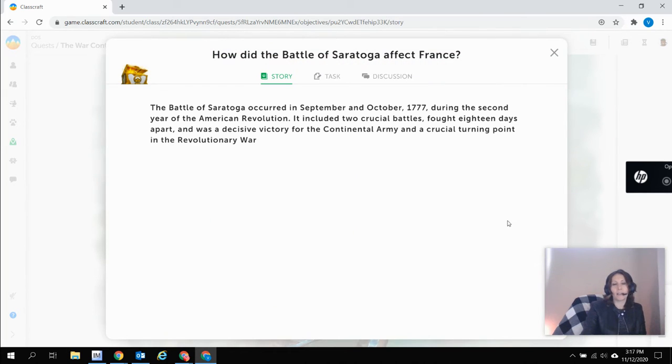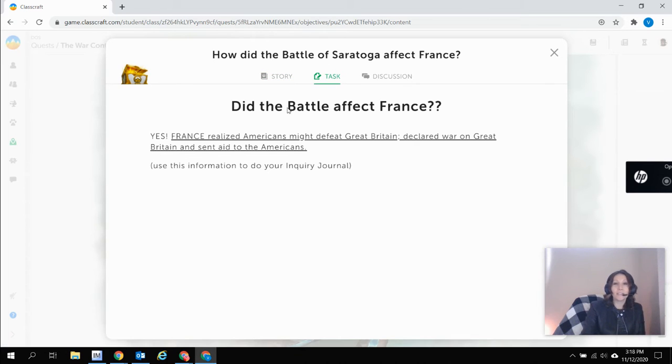Now, every time you see an icon, it's going to give you a story. The story is setting the stage for what you're supposed to do. So did the battle affect France, the Battle of Saratoga? Yes, it did. France realized the Americans might defeat the British, and so the French declared war on Great Britain, and they also sent aid to the Americans. That is the first question they ask you in your inquiry journal, so you're going to take your fact from your quest and fill out that box. Did it affect the French?